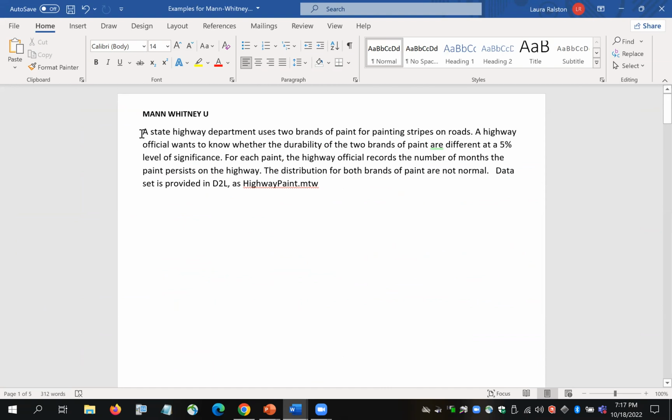So the question reads, a state highway department uses 2 brands of paint for painting stripes on roads. A highway official wants to know whether the durability of the 2 brands of paint are different at a 5% level of significance. For each paint, the highway official records the number of months the paint persists on the highway. The distribution for both brands of paint are not normal. The data set is provided in D2L, and I'll tell you the name of the data set.